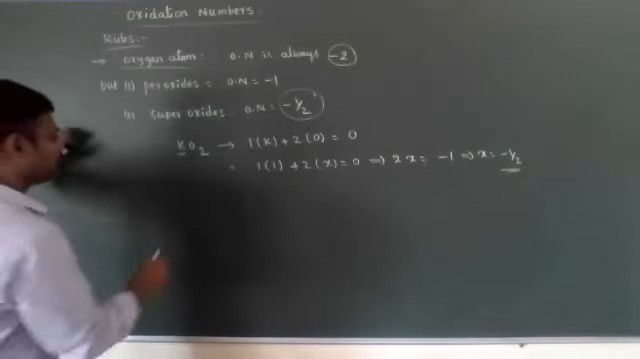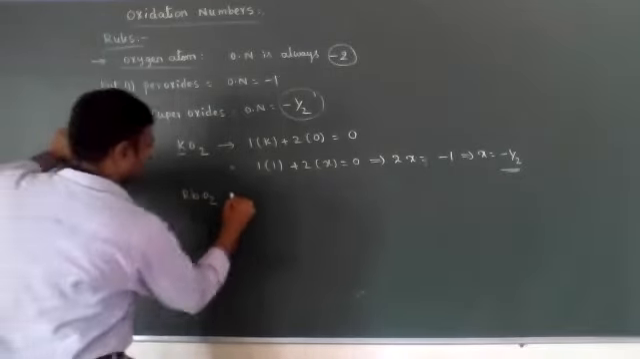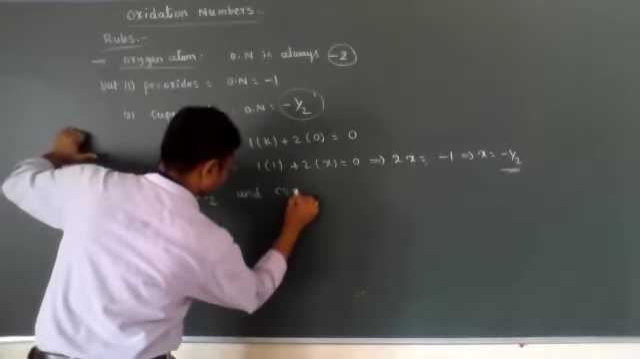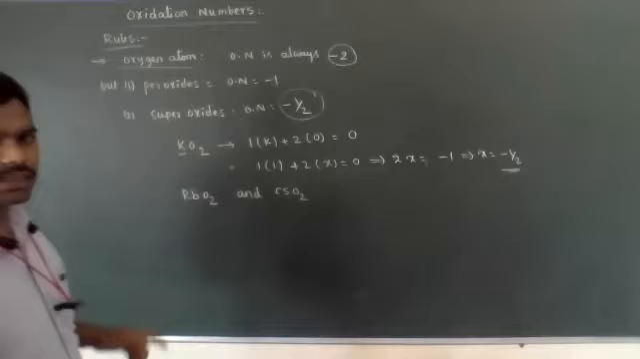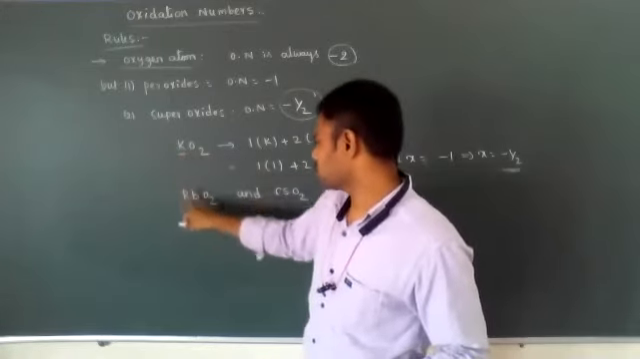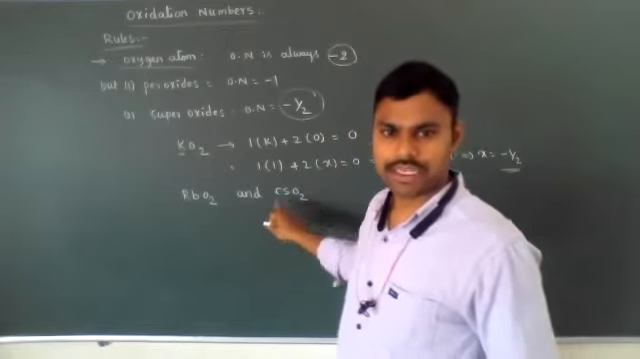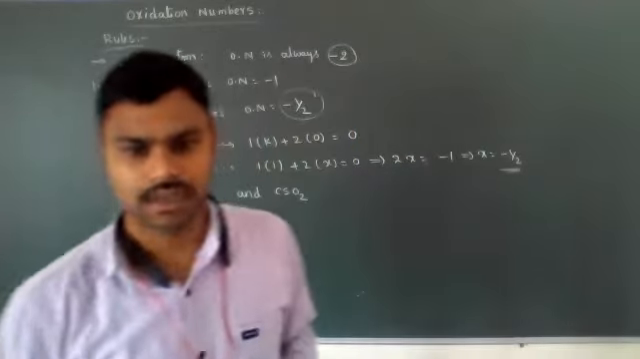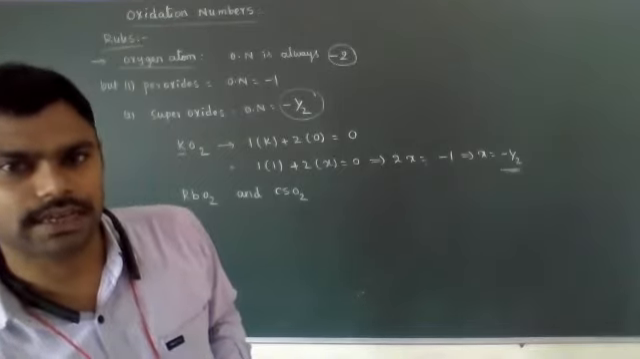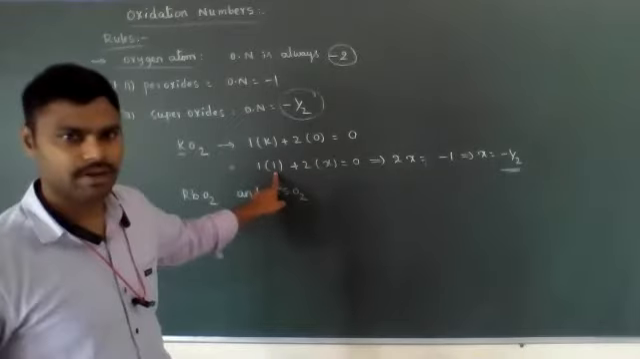Examples: KO2, potassium, rubidium, and cesium superoxides. See, those are called superoxides. In that, potassium, rubidium, cesium are first group elements. Oxidation number of first group elements is +1 always. First group elements, what are they? Lithium, sodium, potassium, rubidium, and cesium. That's why I considered it +1.